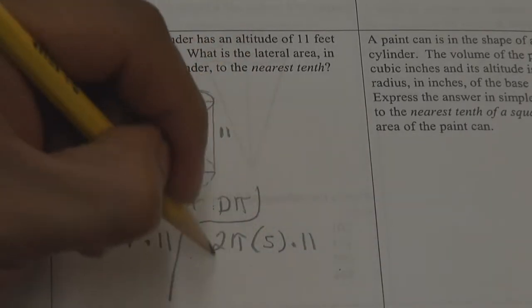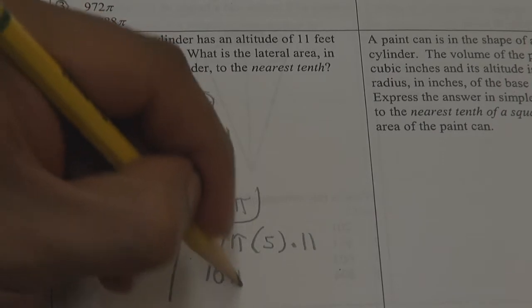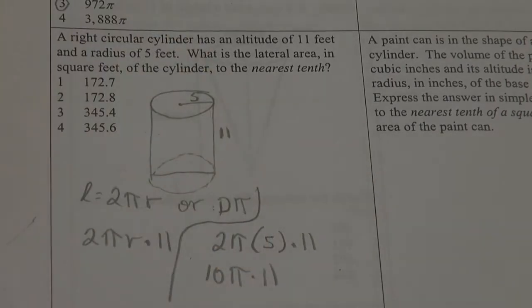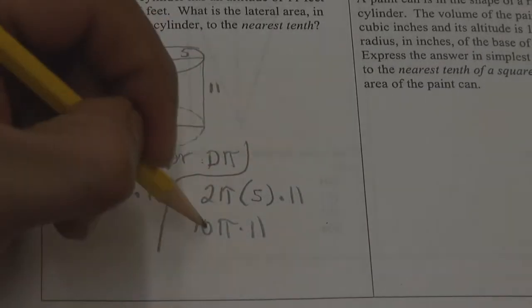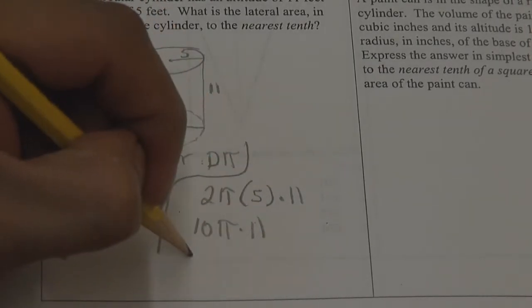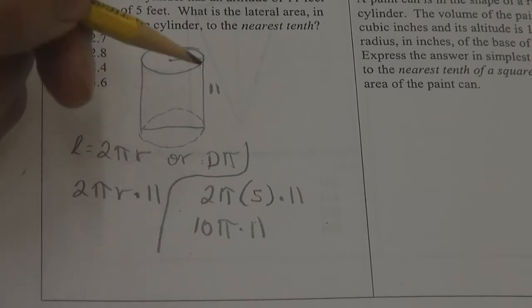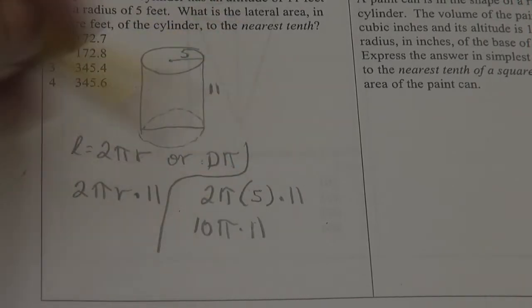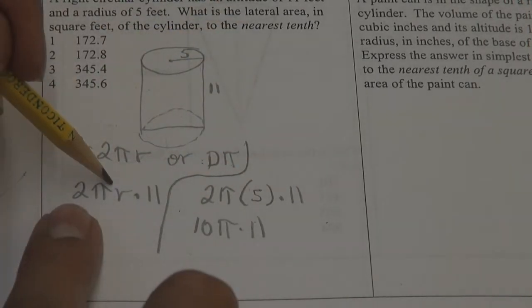Okay. So what do I have? 2 times 5 is 10. So it's 10 pi times 11. And what is 10 times 11? That's 110, I think. No, something is wrong here. Let me see. 2 times 5 is 10. Right.